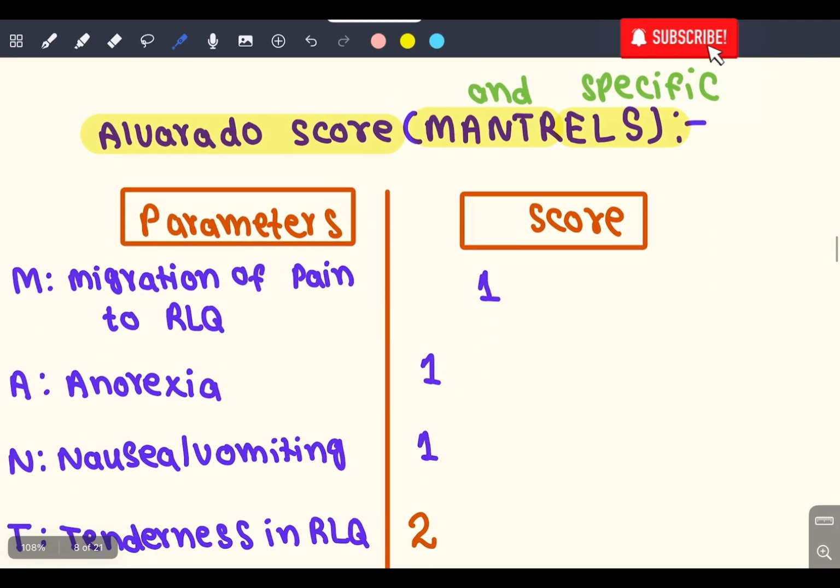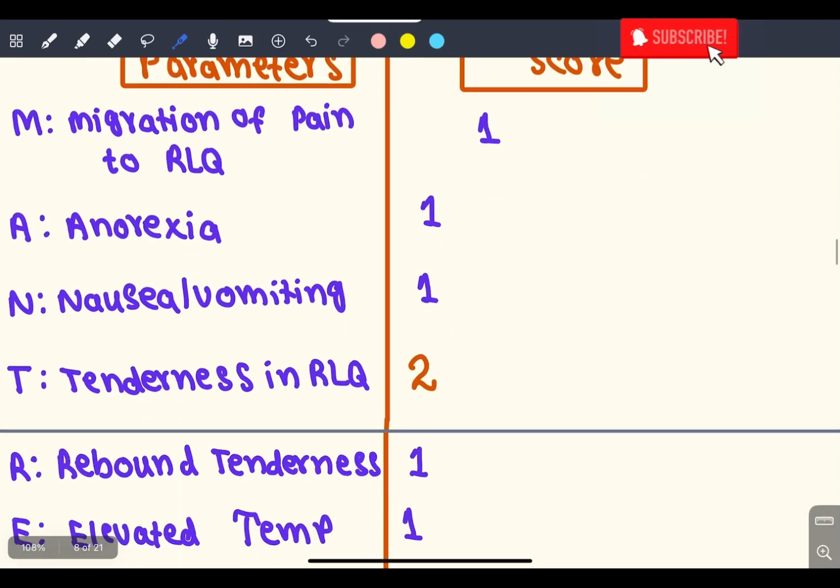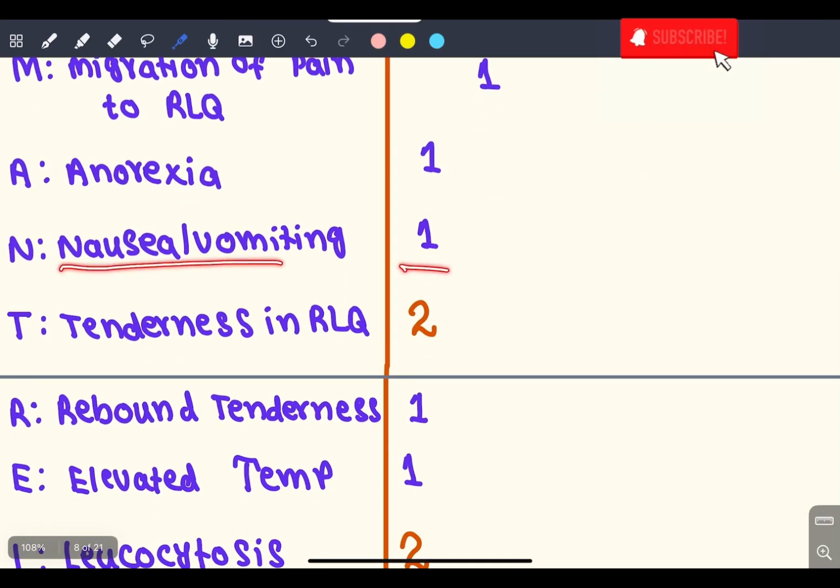Now we check for the Alvarado score, that is remembered by MANTRELS, and each letter in the mnemonic has its own full form. What are the parameters and what are the scores related to these parameters? M means migration of pain to the right lower quadrant. If the patient has this symptom or sign, then the score given is 1. Then if the patient has anorexia, 1 mark is given. Nausea and vomiting is given 1 mark. If there is tenderness in the right lower quadrant, this is given 2 marks. This is important, sometimes asked in the exam.